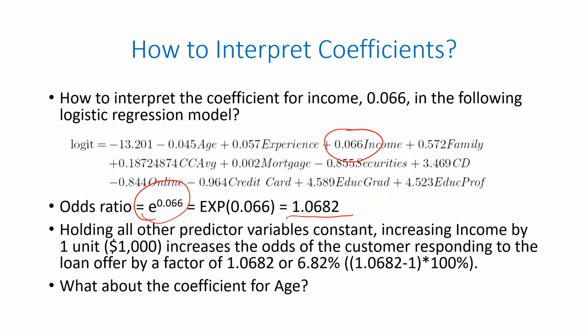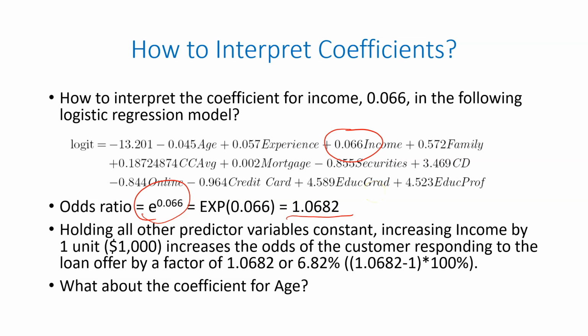This means that holding all other predictor variables constant, increasing income by 1 unit, which is $1,000 in this particular case, increases the odds of the customer responding to the loan offer by a factor of 1.0682. And this suggests that income and odds or probability have a positive relationship. That is, if the income increases, the odds or probability of responding also increases.